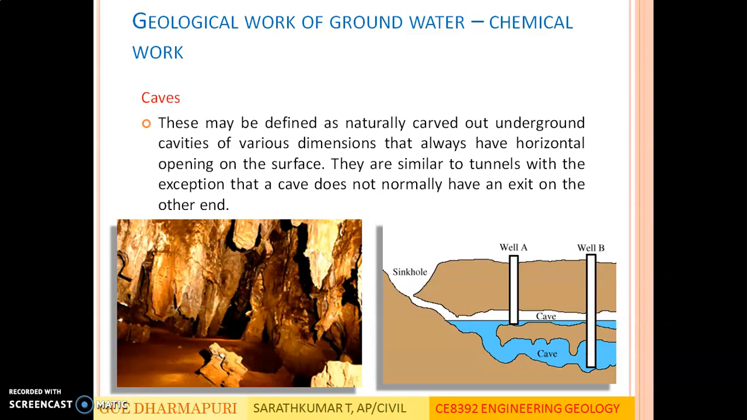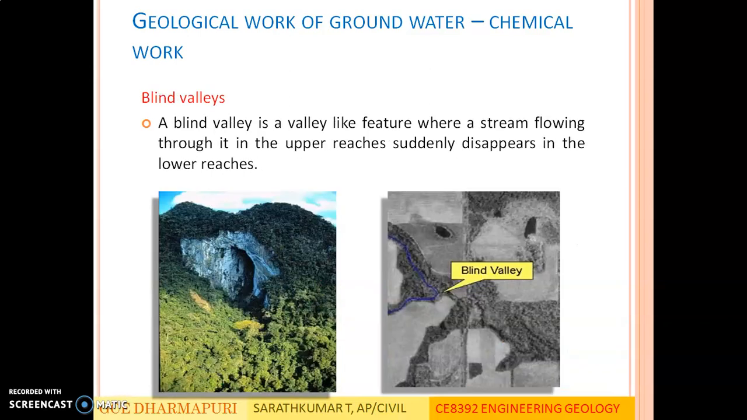Caves. These may be defined as naturally carved out underground cavities of various dimensions that always have a horizontal opening on the surface. They are similar to tunnels, with the exception that a cave does not normally have an exit on the other end. So these are not man-made caves; these are caves made by the geological work of groundwater. The difference between a cave and a tunnel is that in a tunnel you can go in one side and come out the other side, whereas in a cave there is only one point which can be used for both entry and exit.